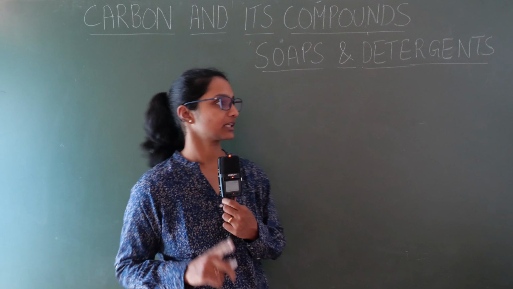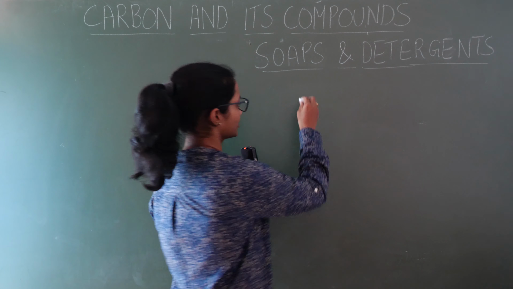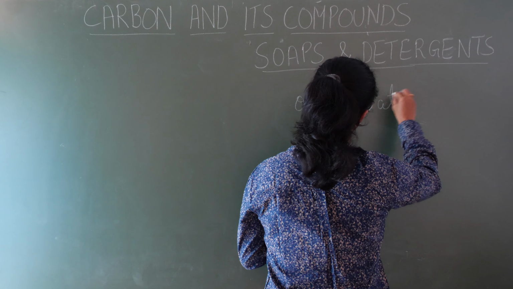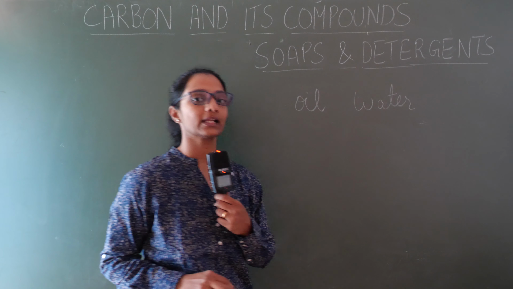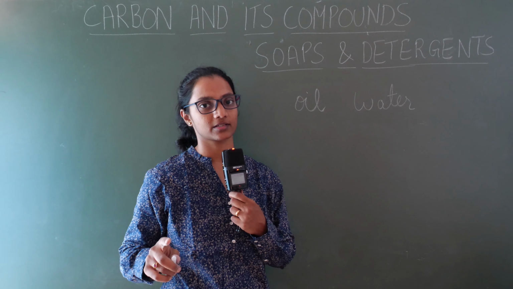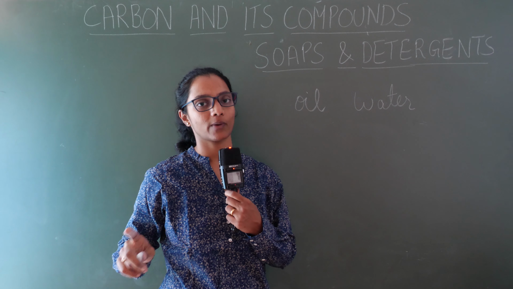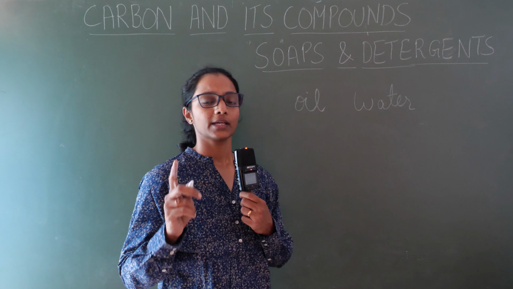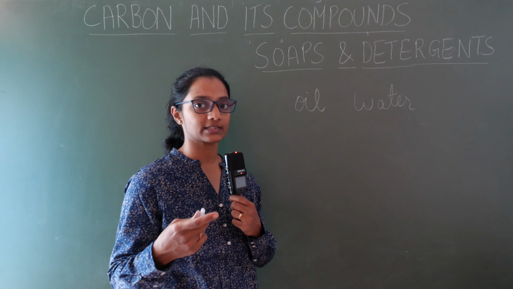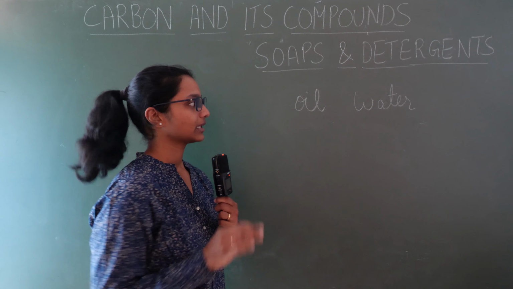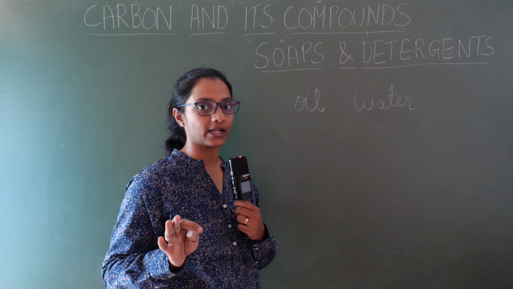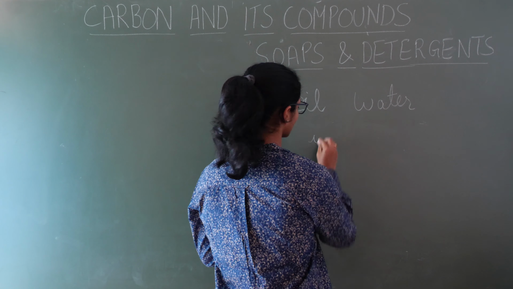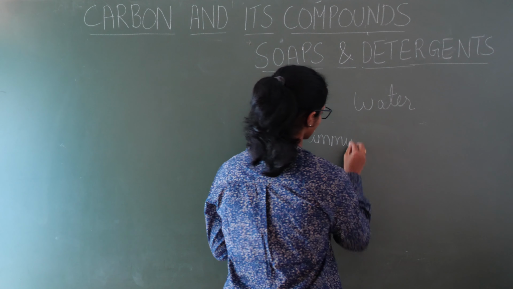In the first step, remember, oil and water are enemies, right? They don't get along well. They are enemies, and that's why they don't mix. Even by forcefully trying to mix them, they do not mix. This is nothing but what is called in chemistry immiscible.